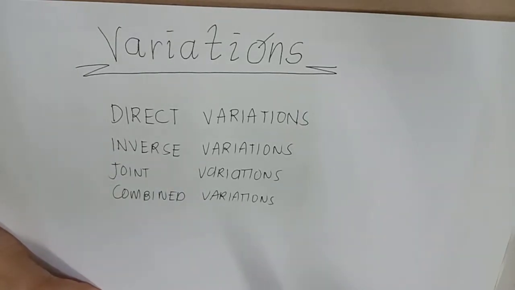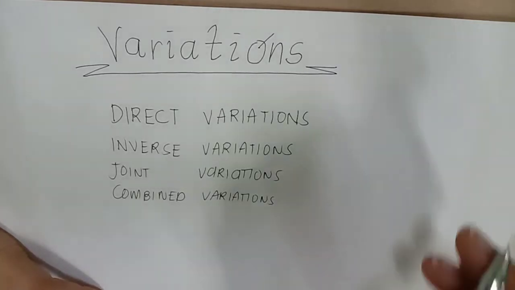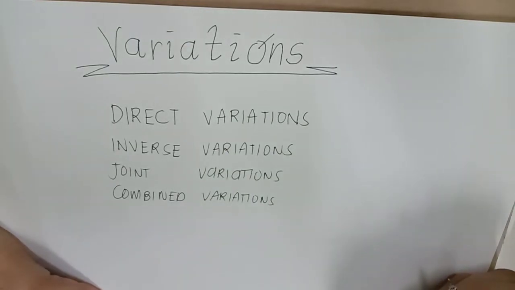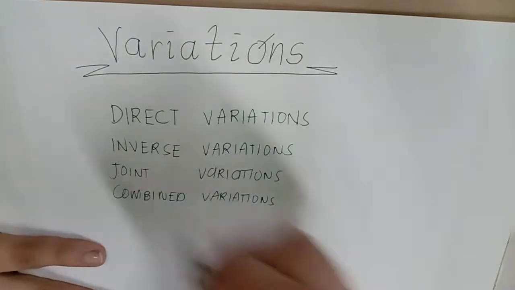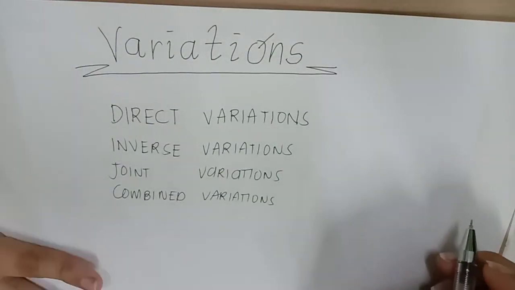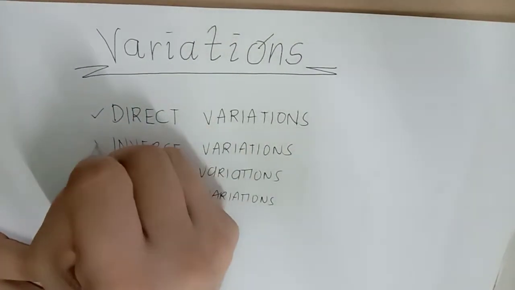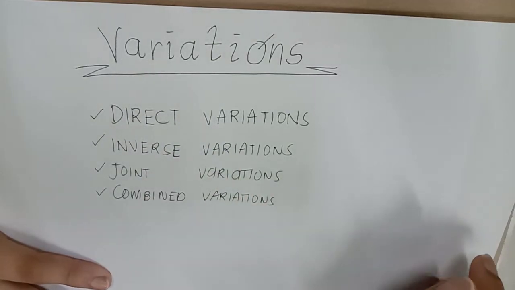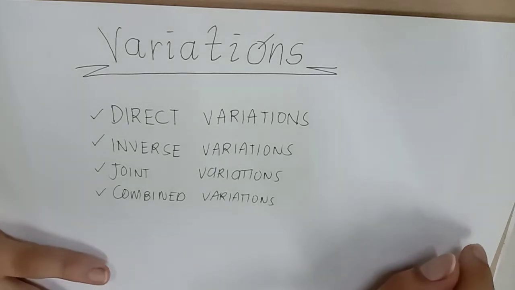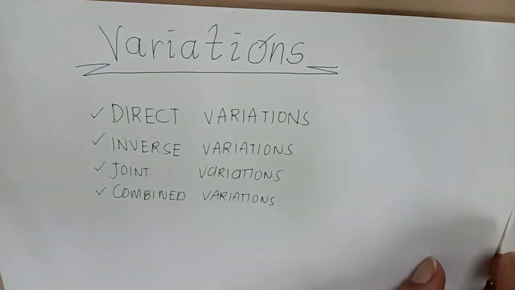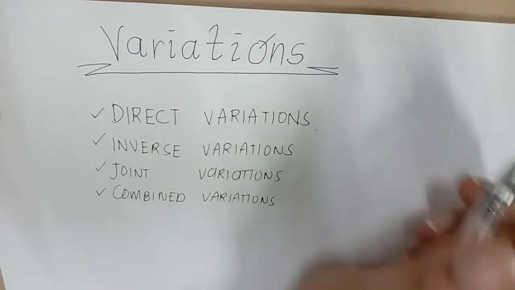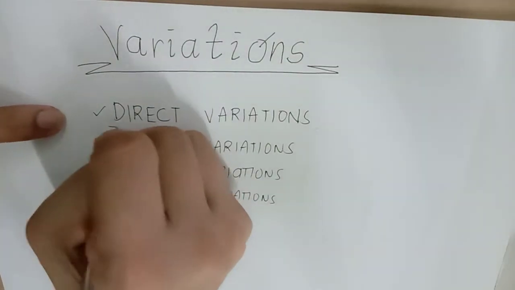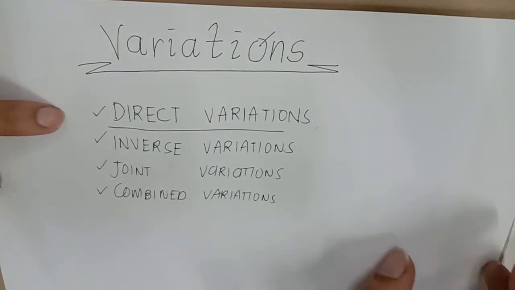So today, this video will serve as your reviewer for your second quarterly examination. This video is composed of different types of variation, namely the direct, inverse, joint, and combined variation. We're going to discuss it one by one, then we're going to have an example for the different types of variation. So let's start with direct variation.